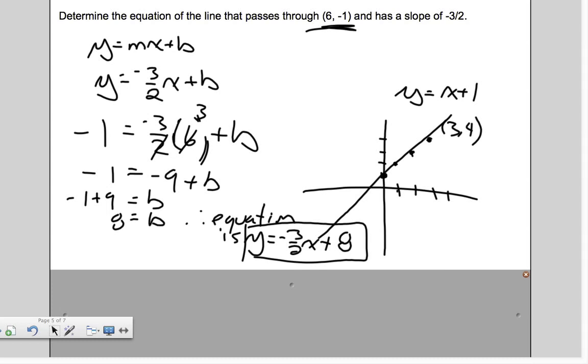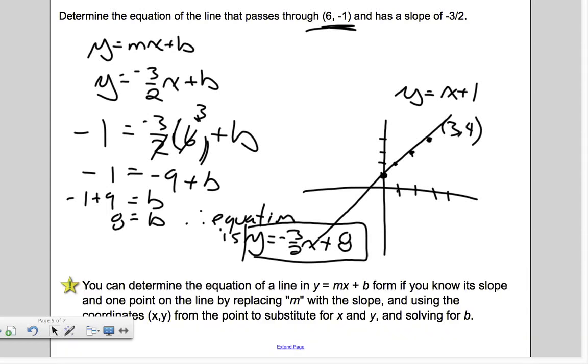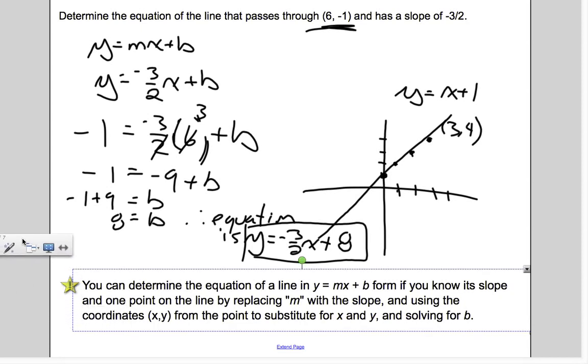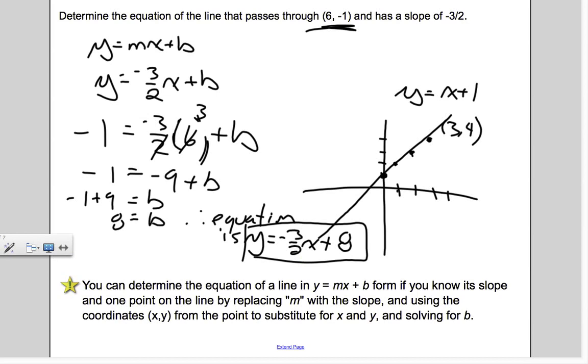Okay, last bit of notes. This is really the key point of this lesson. You can write this down if you want. Really, I just put into words what we did. You can determine the equation of a line if you know its slope and one point on that line by replacing m with that slope and then using a coordinates to figure out b.